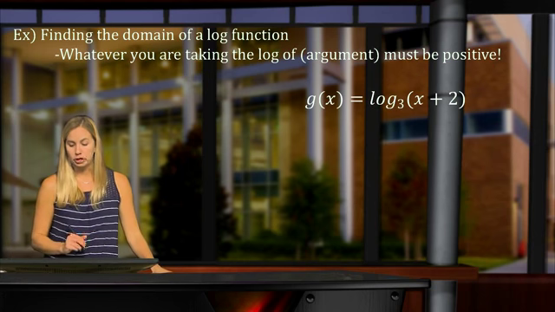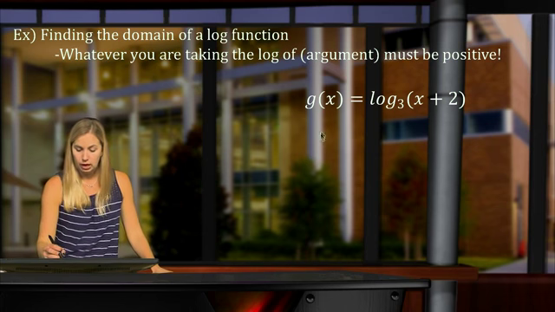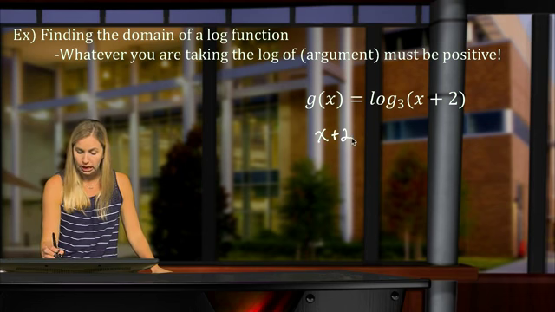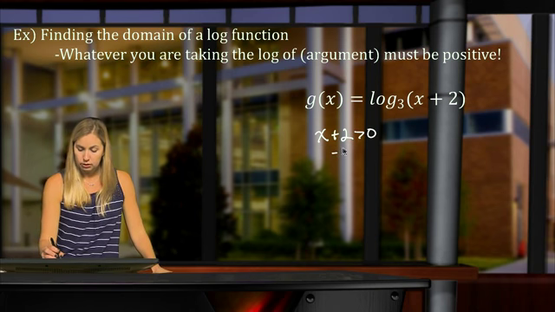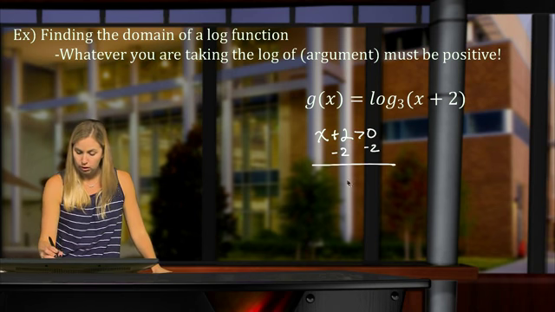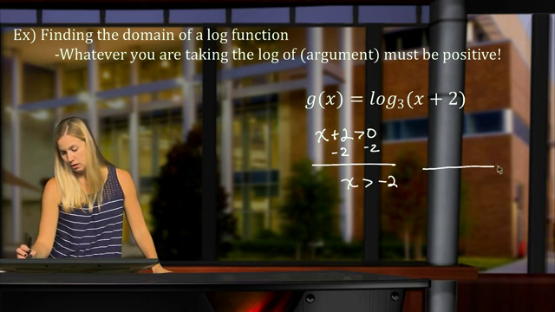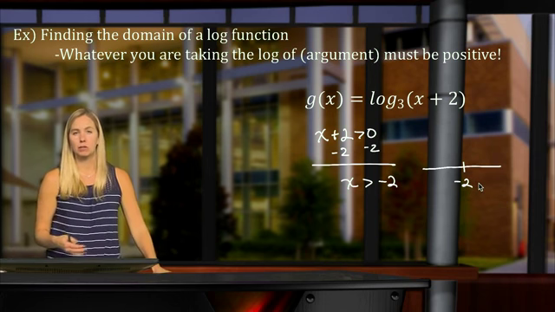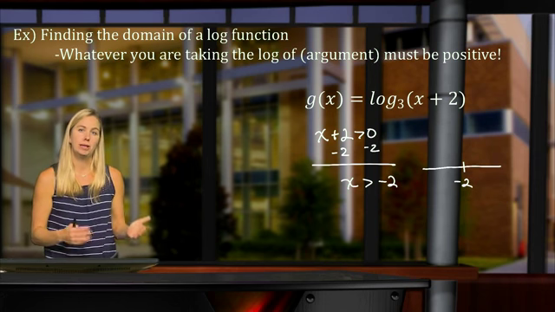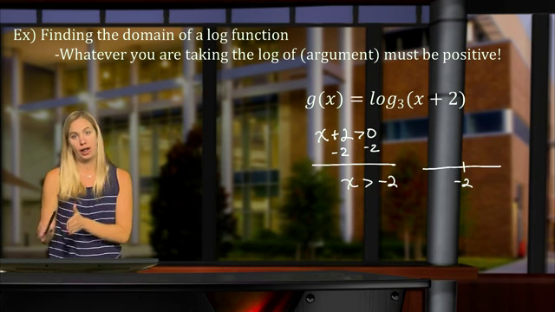g of x equals log base 3 of x plus 2. Again, my argument, whatever I'm taking the logarithm of, must be positive. So here I'm going to subtract 2. x must be greater than negative 2. And again, setting up our number line, we've seen that using the number line really helps us set up our interval because we can visually see where it starts and where it ends.